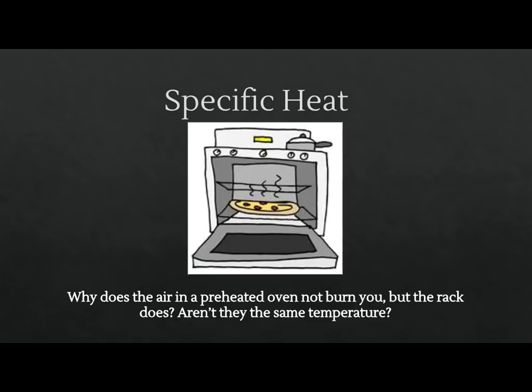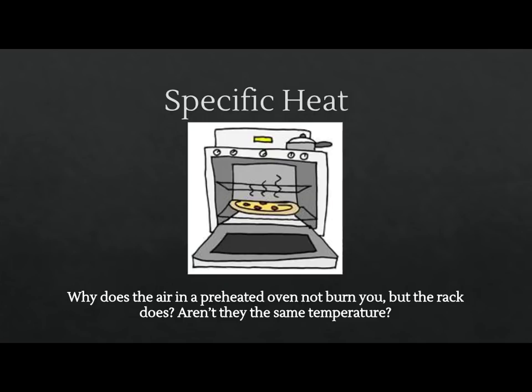The idea that I want you to think about to help you imagine what specific heat is, is this idea of a preheated oven. If you preheat an oven to 350 degrees, everything inside of that oven gets to the same temperature: the air, the rack, and if you leave it in there long enough, the food too. So the question becomes, when I open up that oven and all of the air rushes out and hits me in the face, that's some really hot air, but it doesn't burn me.